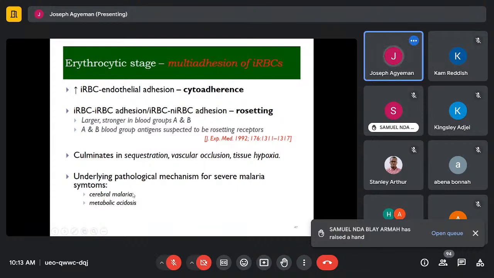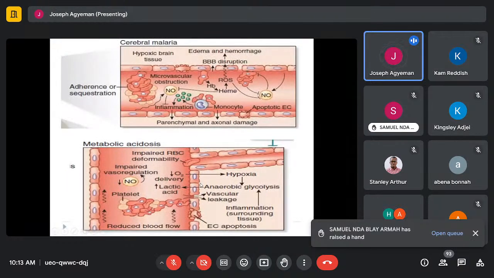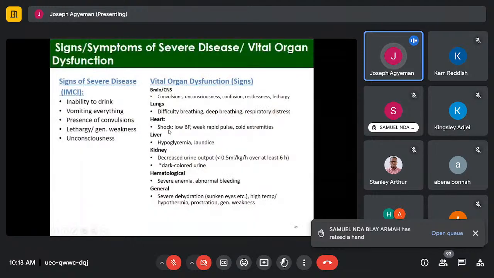Cerebral malaria, reduced blood supply to the brain tissue. Metabolic acidosis will ensue. You have a lot of lactic acid being produced from the possible hypoxia, and therefore you are in trouble. These are all further illustrations, which means almost the same as we have discussed. So that is the cause of our problems. Any questions? So that is the pathophysiology.